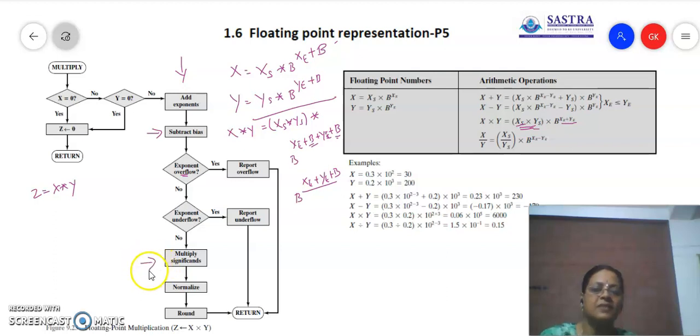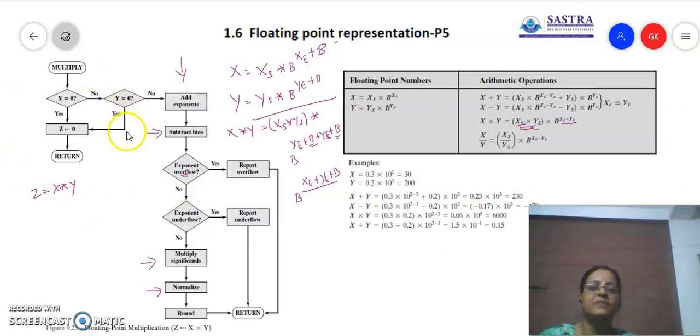After multiplying the significands, you get some result, then you try to normalize the result. After normalization, if they ask you to round the number to 2 digits or 3 digits, it will be rounded accordingly, and then we return the result. So this algorithm proceeds in this manner.